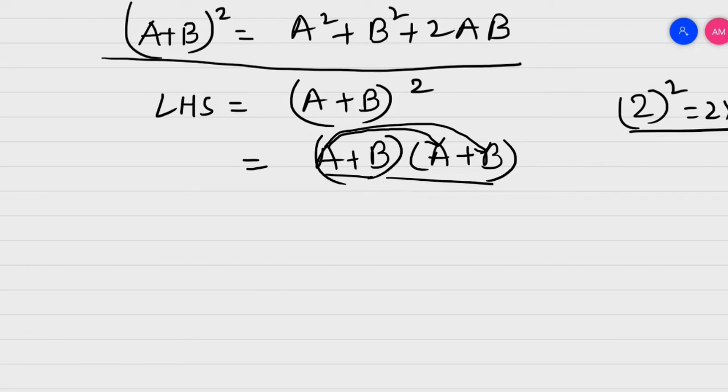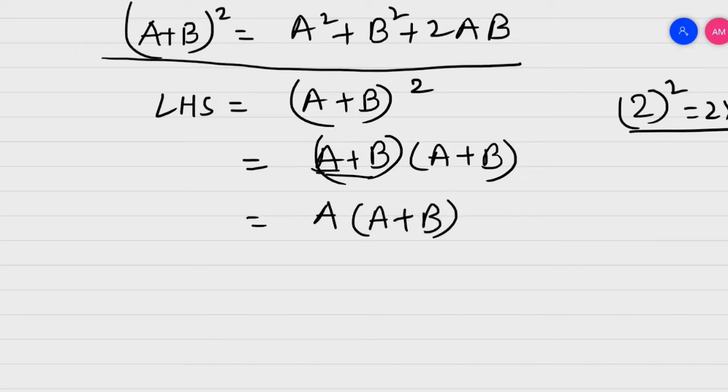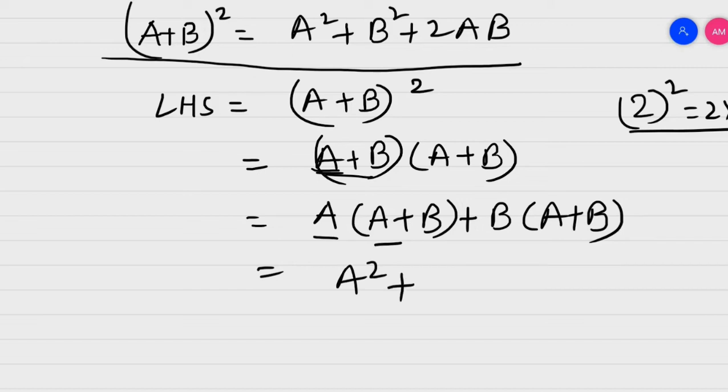Do you remember the multiplication you have done in the earlier classes? So see, this way you will do: A multiplied by (A + B), this A will go with the whole bracket, plus B times (A + B). Now see, A into A will give you A square, plus A into B will give you AB, plus B into A will give you BA. But BA is equal to AB.